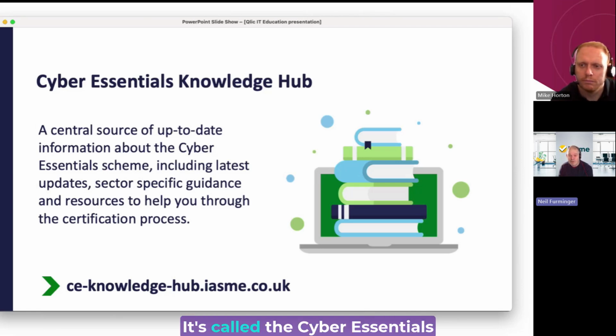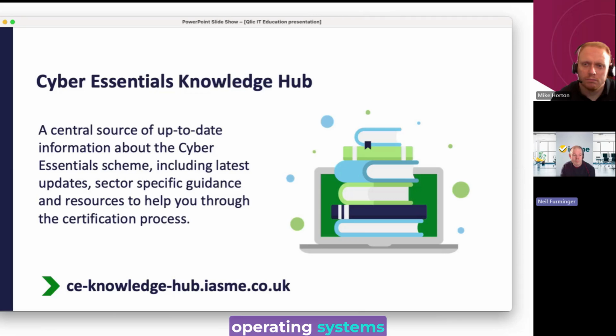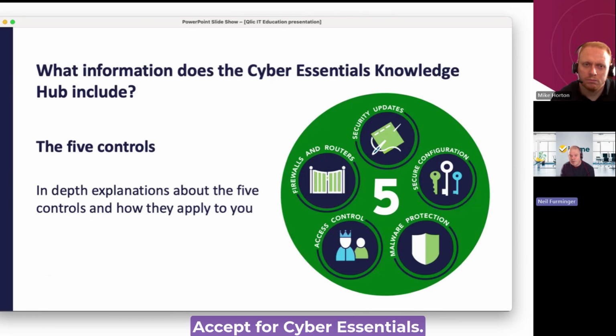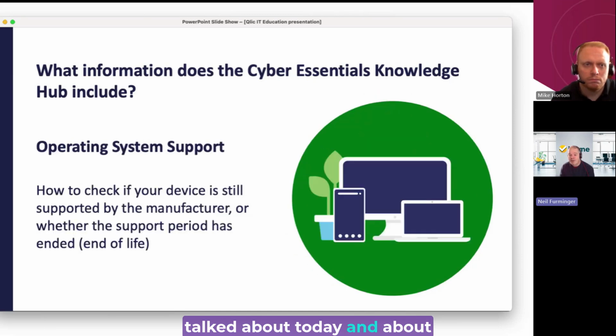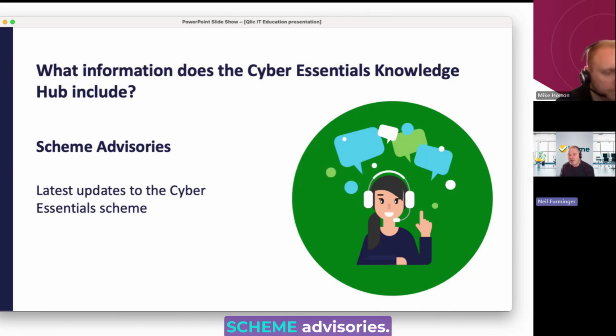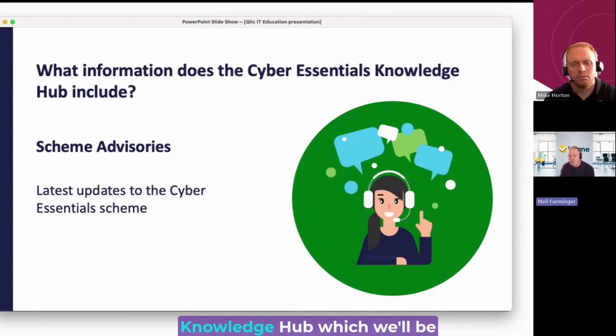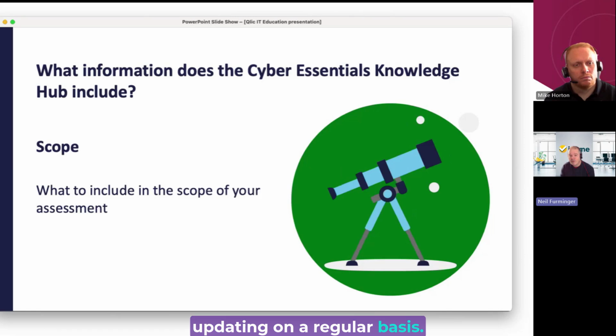And this is a free resource for all involved with Cyber Essentials, assessors as well. It's called the Cyber Essentials Knowledge Hub. It has all the latest up-to-date information on how the scheme should be applied, and lots of information about end of life of operating systems and devices, and the timelines that we accept for Cyber Essentials. So there's lots of advice about the 5 controls, which I've talked about today, and about operating system support. Lots of things about scheme advisories. These are the latest updates of Cyber Essentials. This is a new part of the Knowledge Hub, which we'll be updating on a regular basis.